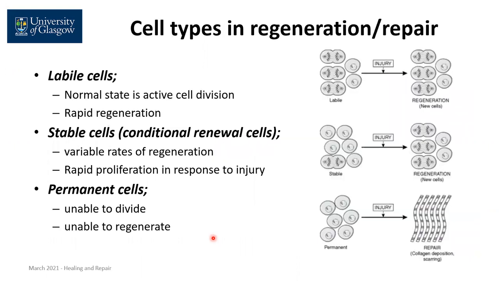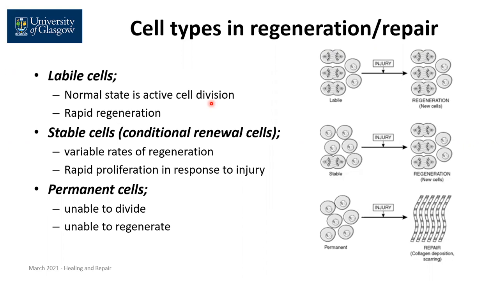So just to go into a bit more detail, you have 3 different cell types that are involved in regeneration and repair. These can be your labile cells, your stable cells, or your permanent cells. The first type of cells are your labile cells. These cells, in their normal state, are undergoing active cell division. These cells have the ability to provide rapid regeneration of a given tissue.